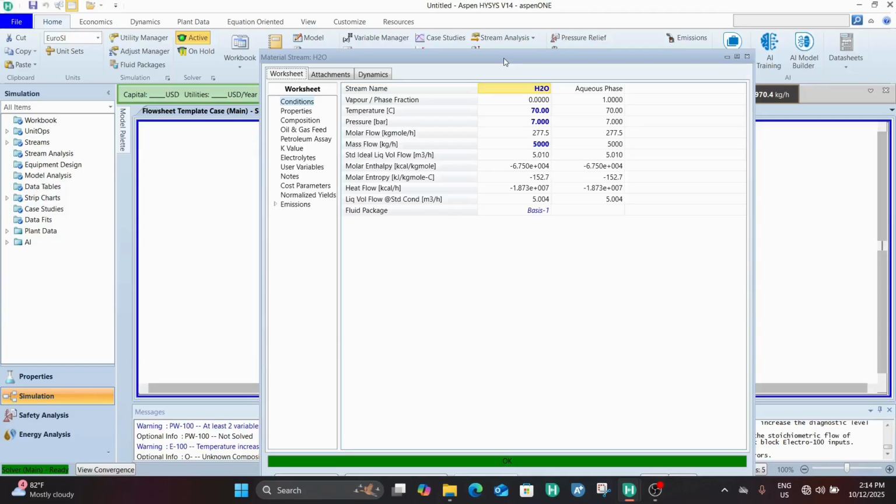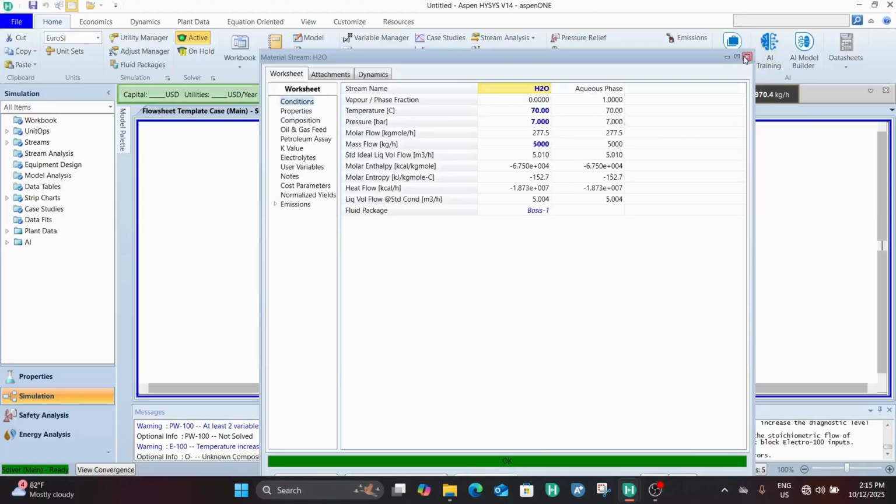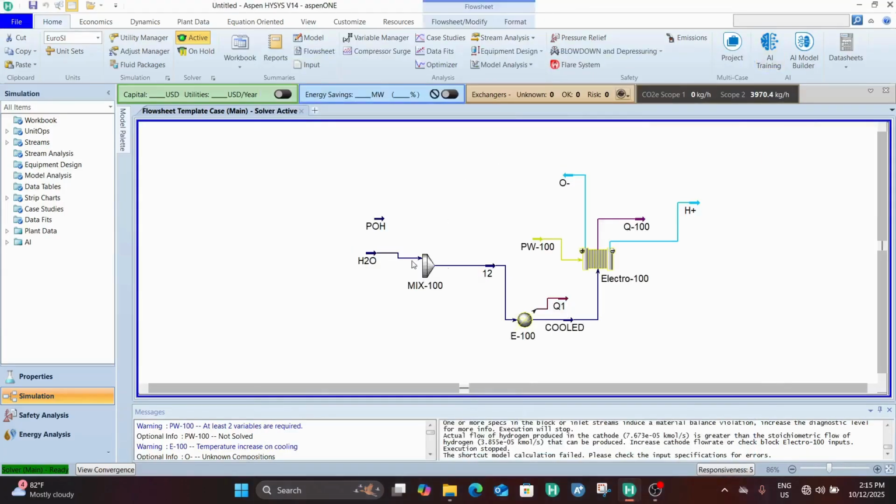For the fluid package, it still remains the same, which is our electrolyte NRTL, and for the reactions, the water dissociation is still the same. The only difference is that the second reaction for potassium hydroxide, the electrolyte, would not be included. As you can see, these are the conditions: 100% water. These are our stream conditions, and it goes in.